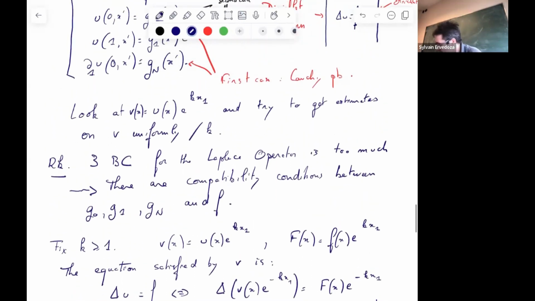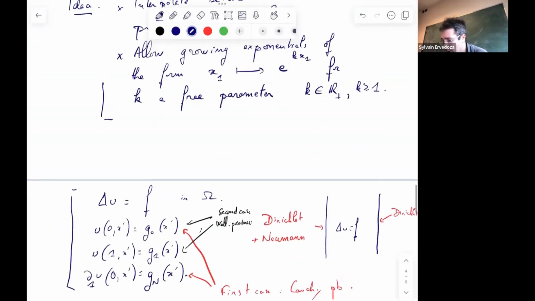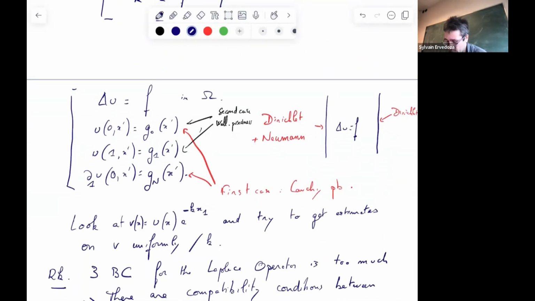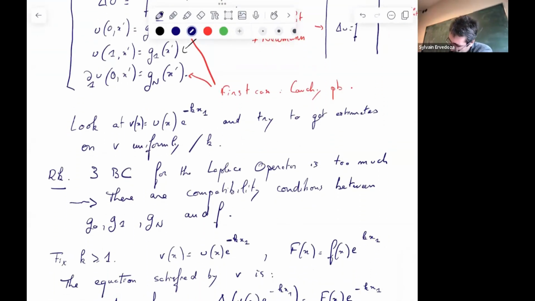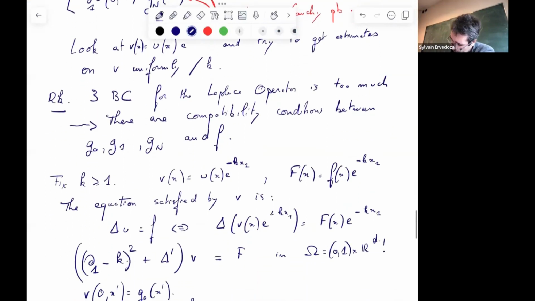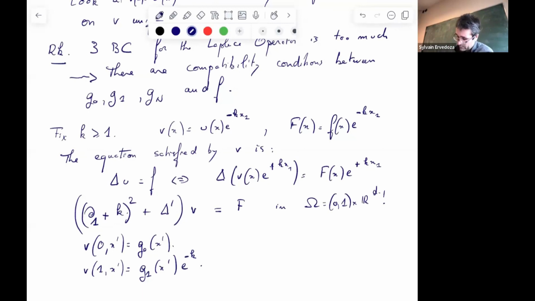So I put it with a plus, but I wanted to put a minus. I'm very sorry about that. So I want to compare with exponential plus kx1. So I will divide u by exponential kx1. So it means that v is u exponential minus kx1. So here I have a minus, here I have a minus as well. So here it goes with a plus. And here it goes with a minus.